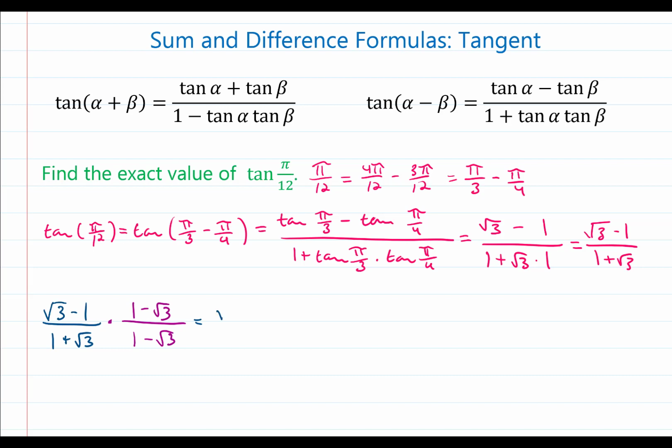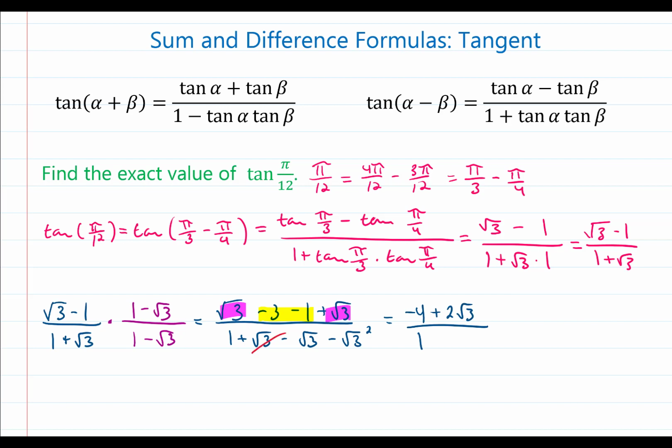When I do that, in the numerator, I get square root of 3 minus 3 minus 1 plus square root of 3. In the denominator, I get 1 plus square root of 3 minus square root of 3, and then minus square root of 3 squared. Simplify the numerator and denominator. So in the numerator, I do have some like terms. So I've got negative 3 and negative 1. And I also have square root of 3 and square root of 3. So in the numerator, I can simplify that. So I get negative 4 plus 2 times square root of 3. In the denominator, I simplify this to get 1.